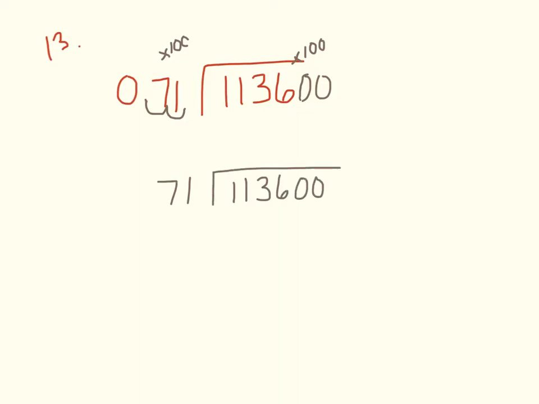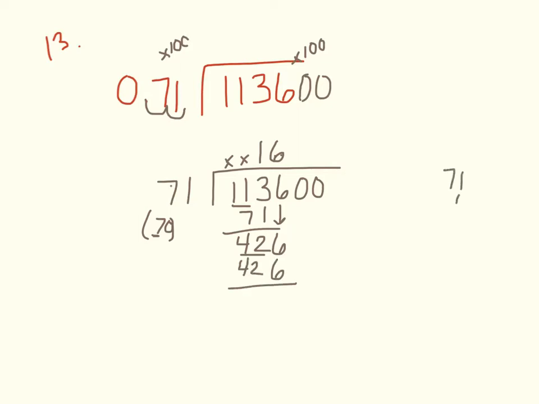113600. I'm going to round this to 70. 71 doesn't go into 1, it doesn't go into 11, and then I think, okay, 7 goes into 11 one time. 1 times 71 is 71. 42 is less than 71, so I can bring down my next number. 7 goes into 42 6 times. 6 times 1 is 6. 6 times 7 is 42. And remember, you can always just rewrite this over there, and then you're going to get the same answer.